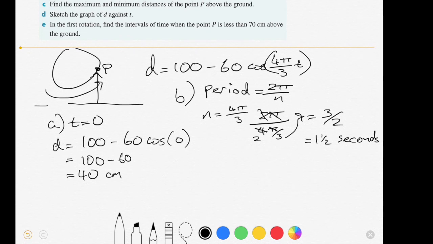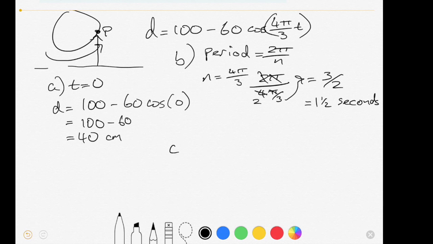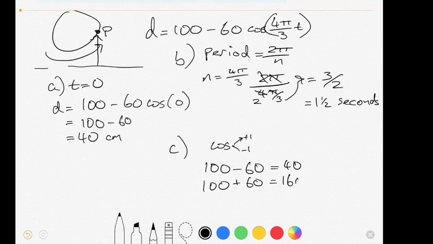Question C says find the maximum and minimum distances from point P above the ground. To find our maximum and minimum distances, we basically know that the range of cos goes up to +1 and -1, and so we can plug both those values into our equation to find our maximum and our minimum. So 100 minus 60 is going to give us our minimum, which is equal to 40, and 100 plus 60 is going to give us our maximum, which is 160.